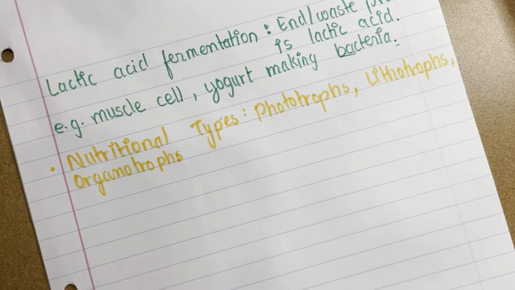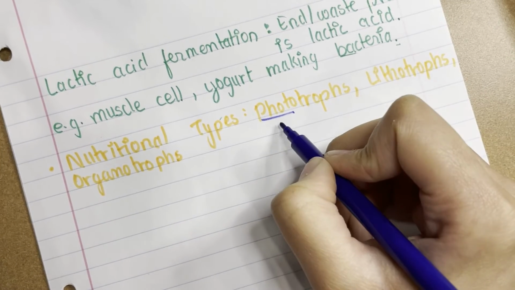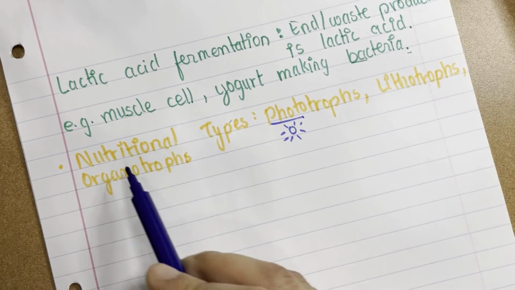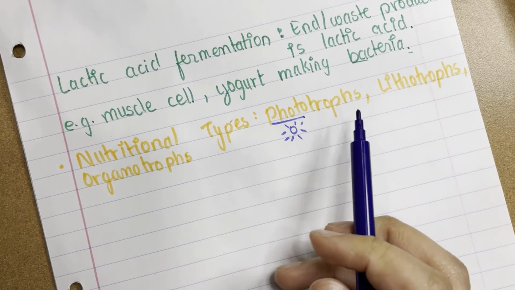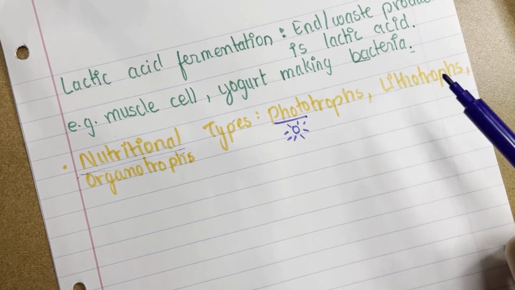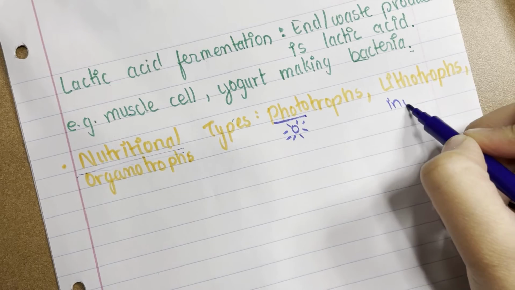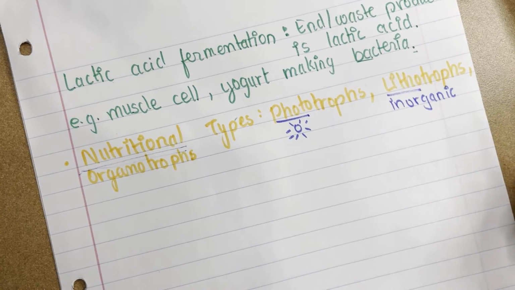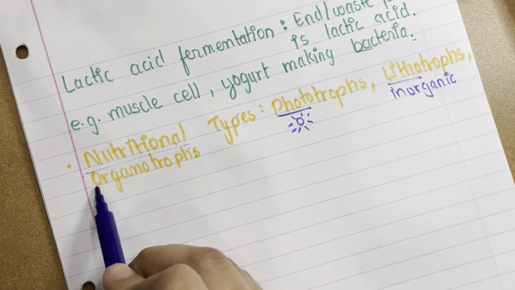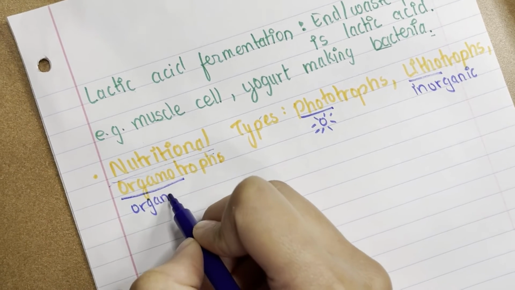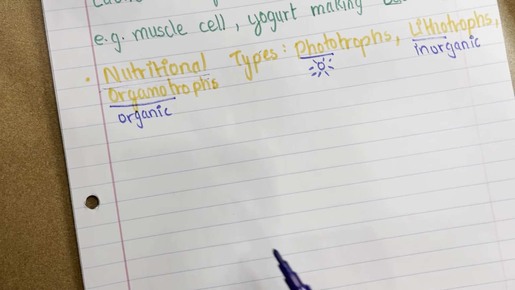As the name suggests, for each one of them, phototrophs require light in order to make food, to get nutrition. Lithotrophs require inorganic materials to get nutrition. Organotrophs, again as the name suggests, they require organic materials to provide for the nutrition demand.